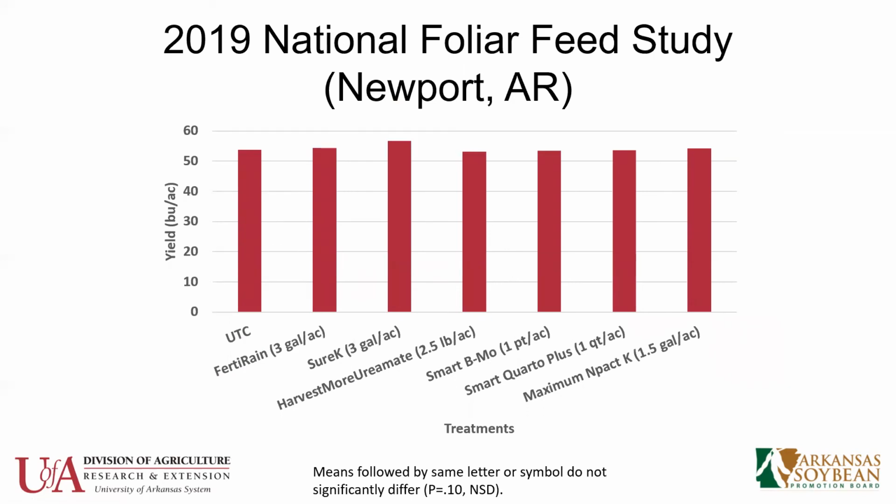All treatments had average soybean yields between 53.1 to 56.7 bushels per acre at the Newport location in 2019. When we analyzed the yield data for this location, no significant yield differences were seen when the products were compared to the untreated check, and no differences were seen between individual products.